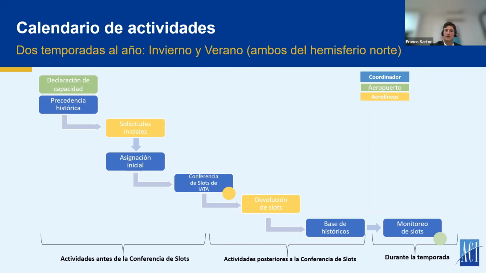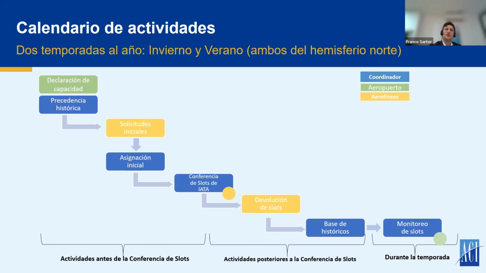Later on, or in a parallel manner, once the capacity aspects are established, as Sophie mentioned, the coordinator shares with the airlines a list with the historicals, if they have it. Once the airlines know what slots they can classify as historicals, and the coordinator knows what is the maximum declared capacity in his airport, the airlines do their initial requests of slots. What the airlines want to operate in the forthcoming season.